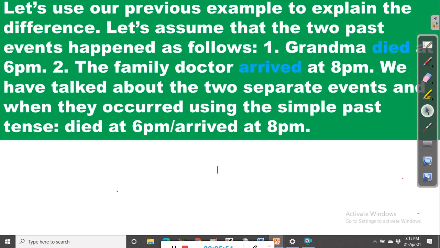You know, the first incident is about, grandma died at 6 p.m. Then the other one is about the doctor. The doctor arrived at 8 p.m. So died at 6 p.m., arrived at 8 p.m. These are the two things. And the simple past tense has enabled us to report these events in separate sentences, indicating the specific time that they occurred.